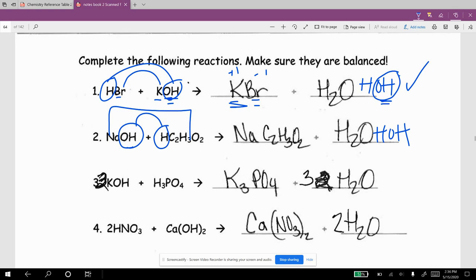So your H and OH make the water, and then the sodium is going to go with this acetate ion from table E. Sodium is a +1 from your periodic table, and acetate is a -1 from table E. So now this is a correct formula. And so now I can balance the acetate ion as its own thing.